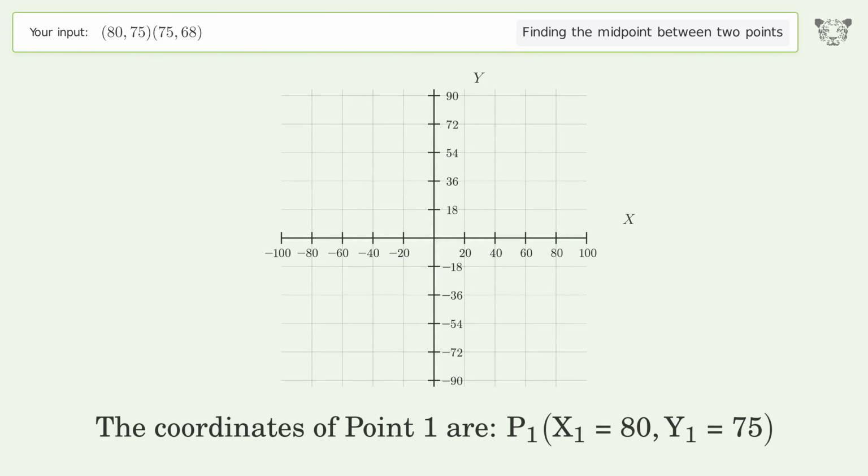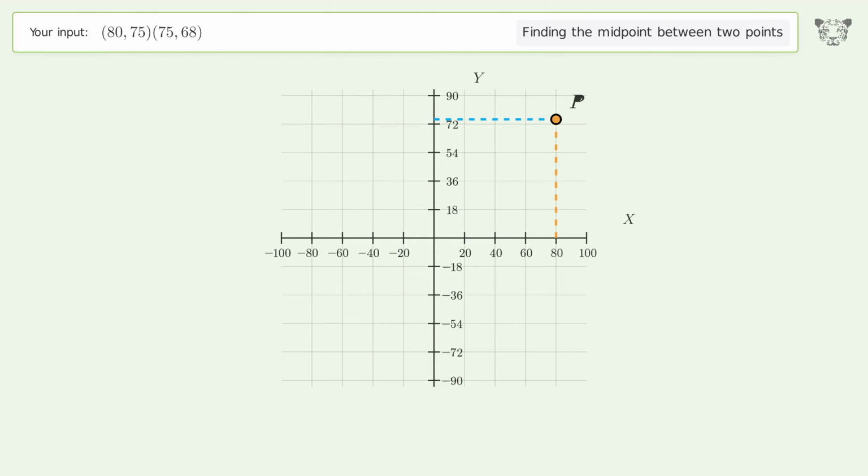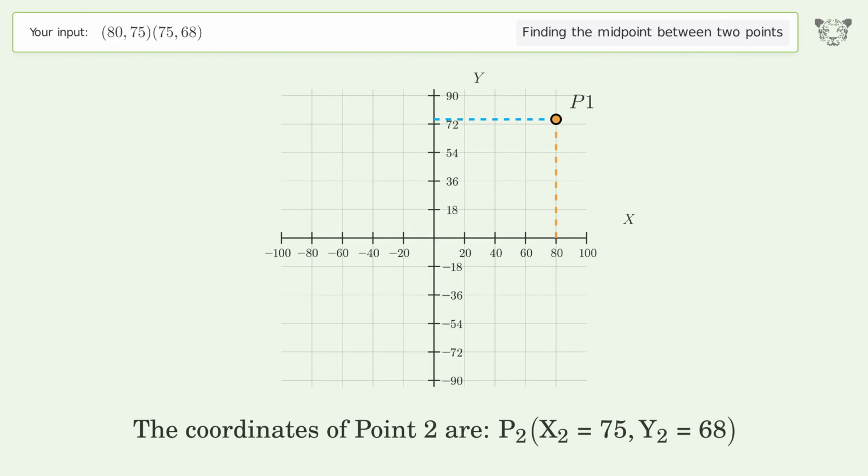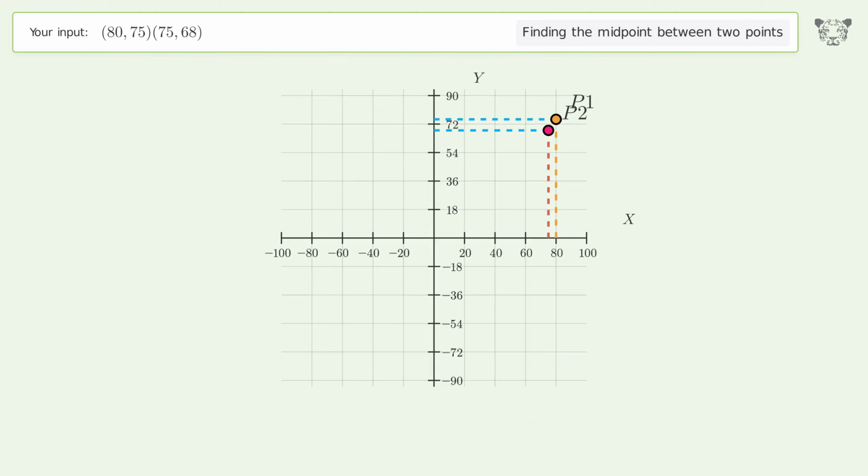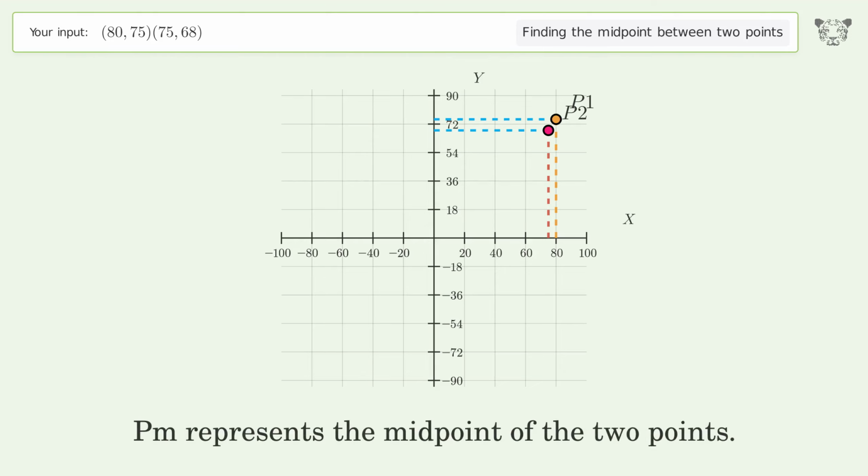The coordinates of point 1 are, x1 equals 80, y1 equals 75. The coordinates of point 2 are, x2 equals 75, y2 equals 68. PM represents the midpoint of the 2 points.